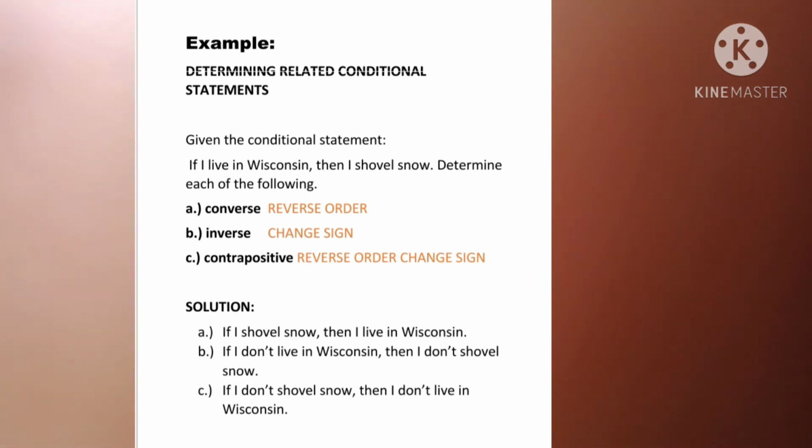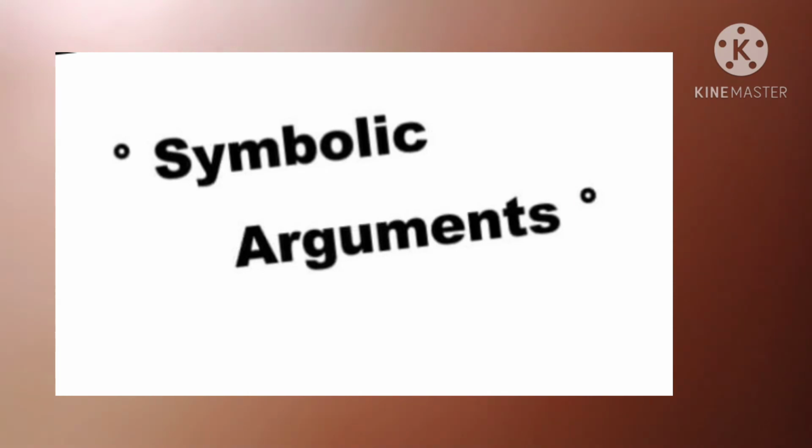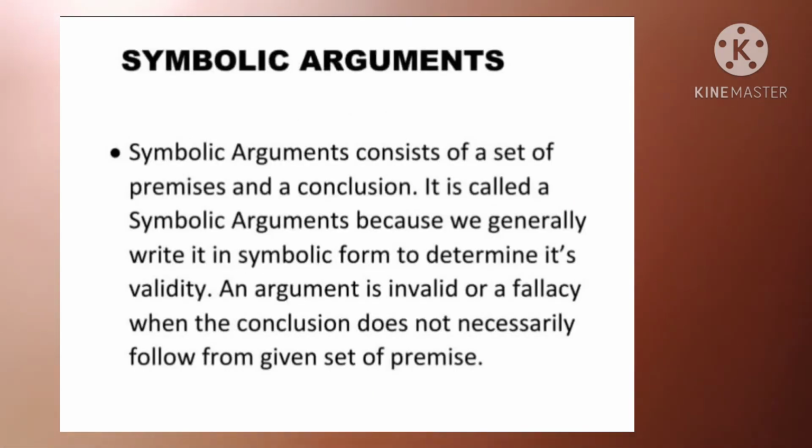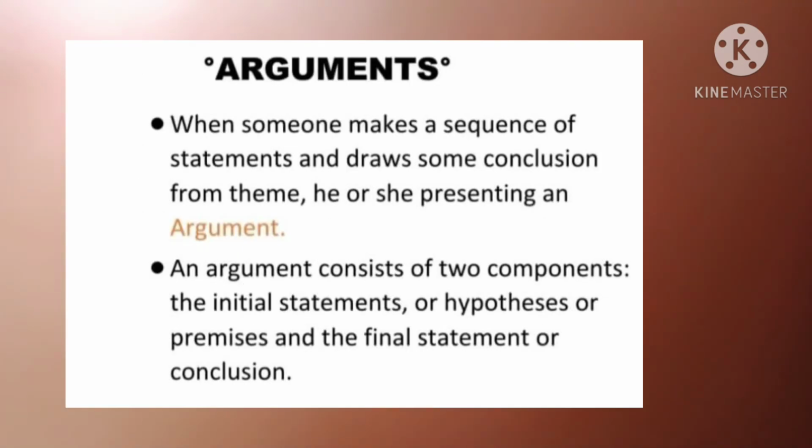So, proceed to symbolic arguments. Symbolic arguments consist of a set of premises and a conclusion. It is called a symbolic argument because we generally write it in symbolic form to determine its validity. An argument is invalid, or a fallacy, when the conclusion does not necessarily follow from the given set of premises. When someone makes a sequence of statements and draws some conclusion from them, he or she is presenting an argument. An argument consists of two components: the initial statements, or hypothesis or premises, and the final statement, the conclusion.